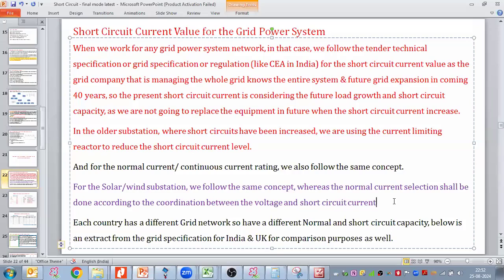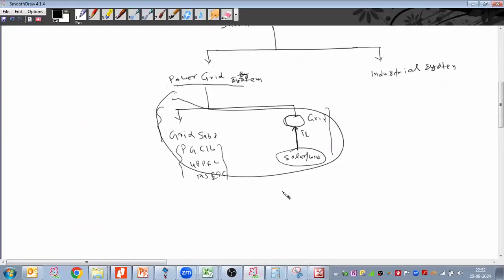Take the IEC publication 56 or the manual, the breaker manual. Take whatever voltage where you are working. Take what is the short circuit current at that voltage based on the grid, 40 kiloampere for 1 second. And between the coordinations, I will take the normal current. That could be 1600 ampere or whatever is required. Do not calculate the current.